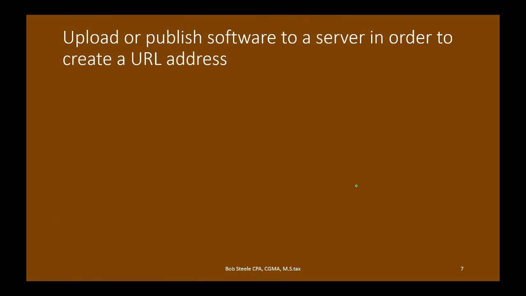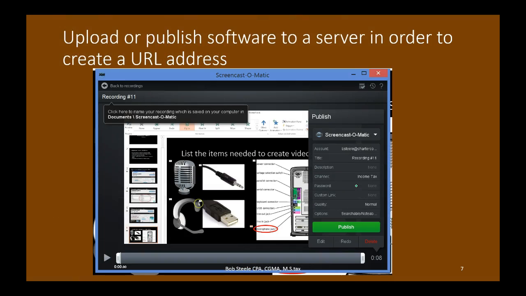So, upload or publish software to a server in order to create a URL address. Once you create the video doing that, then you'll come to a screen such as this, and it will give you some options over here on this side. Those options will be, we're trying to publish it now. Publishing meaning we're going to save it to a server, and that server will provide us access through the internet using a URL address. So in this dropdown, I'm choosing their server, the Screenomatic server, to upload it to. You could choose other servers such as YouTube and stuff like that.